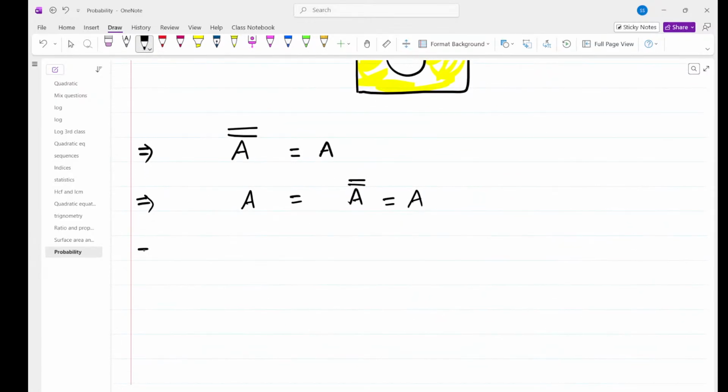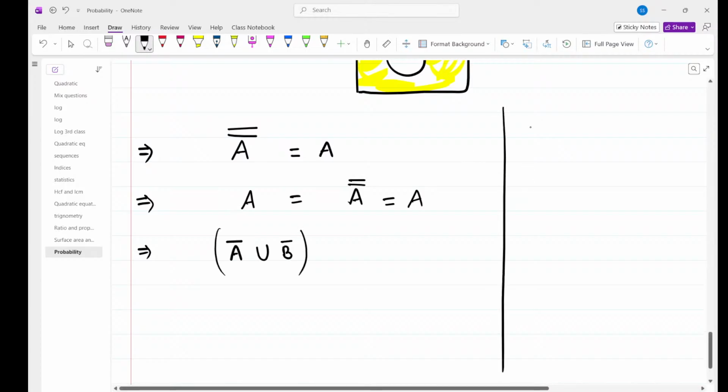So now, see, I have to analyze this A complement union B complement. As I have told you many times, 3 raised to power minus 2, what does it mean? Can you tell me the value of 3 raised to power minus 2?